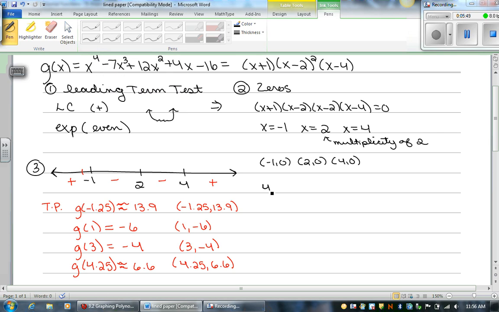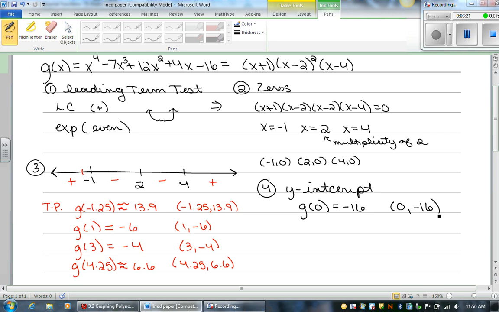Okay, so step 4 is to go ahead and find your y-intercept. Your y-intercept is actually very easy to find. It's just finding the g of 0, where x is equal to 0. And just by looking at this, we know that everything here becomes 0, which leaves us with negative 16. So there's another point that we can use when we're graphing. Okay, so now we have a whole bunch of points that we can use.